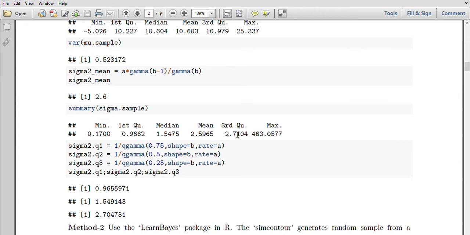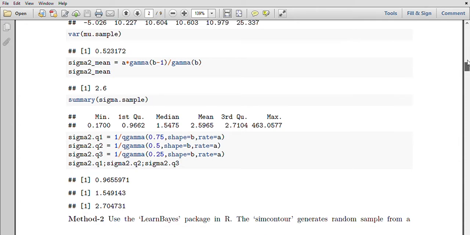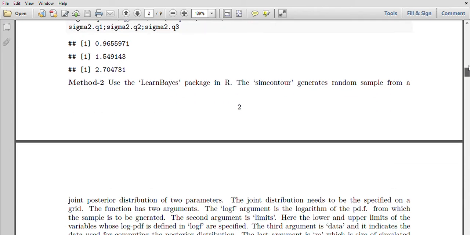So the second option is that we can use a package which is very popular and used by many people. The package is developed by the author himself, that is Jim Albert. The title of the package is LearnBayes. It's a very useful package and we would be using this package quite often throughout this course. There is a function called simcontour in the LearnBayes package.